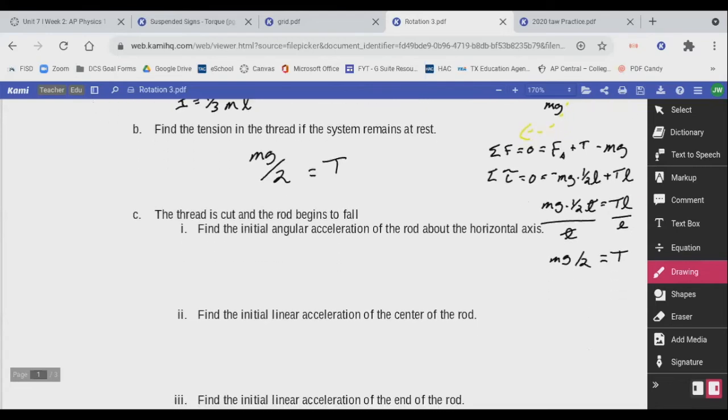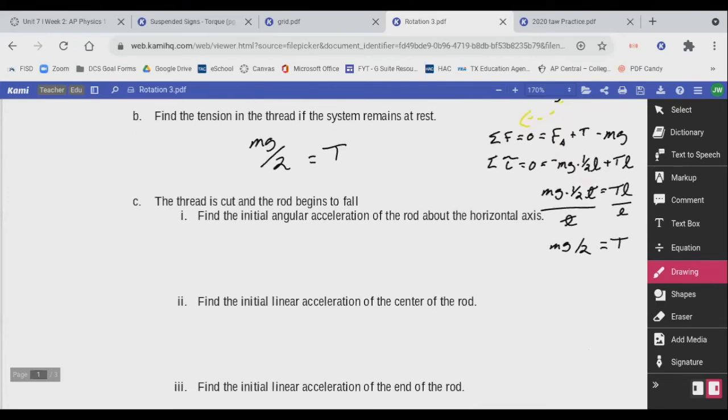Again, I'm going to scroll up so we can get to this, and I'm going to draw a new picture. In this new picture, here's my rod, and on the end I still have FA, and then my mg is going down. Now my thread's cut, so I don't have it on the side. The torque from FA is 0 because it's got no distance, so it has no torque. And it's asking us to find the initial angular acceleration.